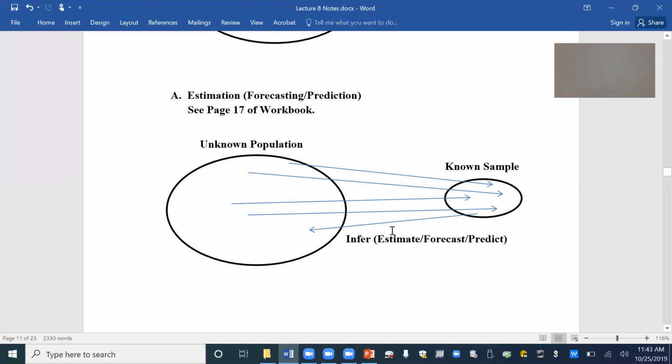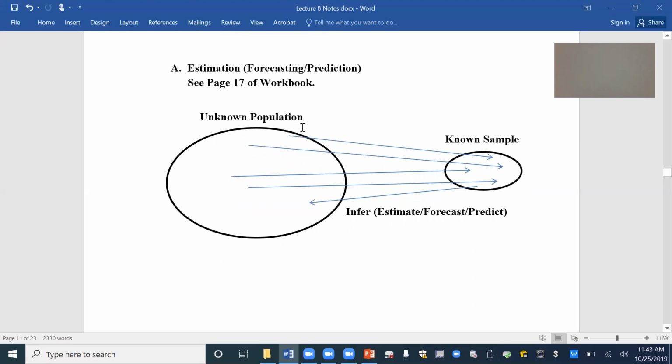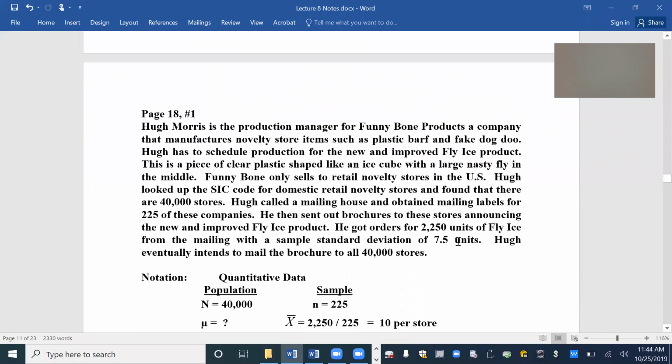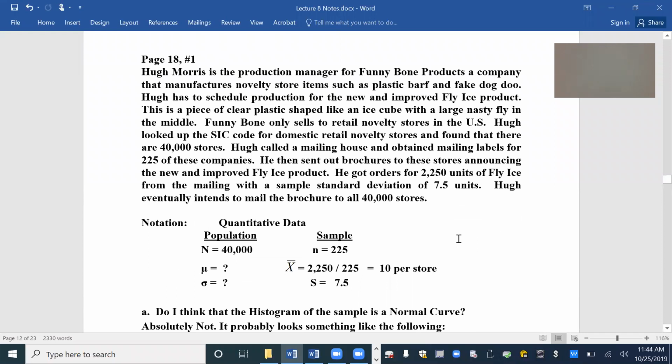So we're going to make forecasts, and then I'm going to give you a worst case, best case scenario with my forecast, things like that. So we're going to forecast, predict, or estimate, and then put confidence intervals around our forecast. Everything we are studying in this subject is presented visually on page 17 of your workbook. Let's look at our illustrative problem. It's page 18, number 1.